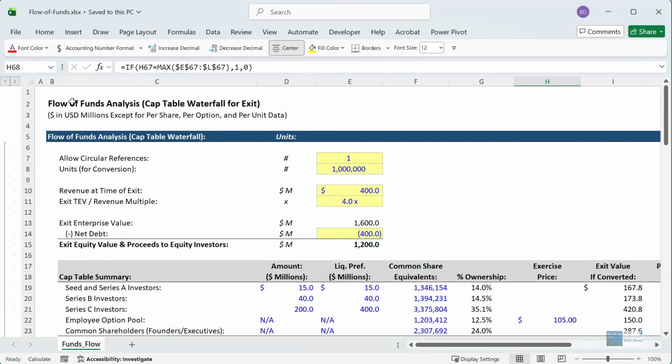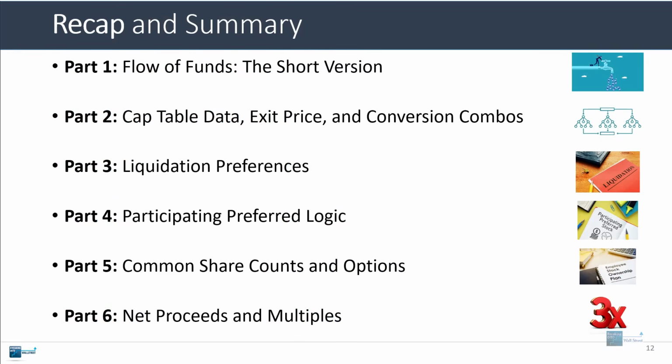That's it for this lesson. Hopefully now you know a little bit more about how this works and how you can use it to expand on cap tables and actually use them to do something useful in a deal.